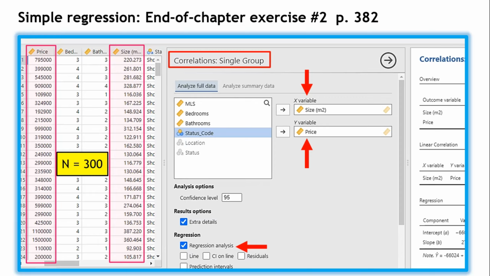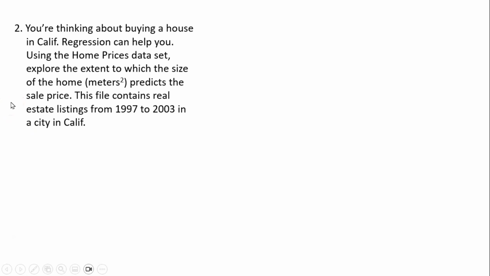So here's the description of the end of chapter exercise. You're thinking about buying a house in California. Regression can help you. Using the home prices data set, explore the extent to which the size of the home in meters squared predicts the sales price. The file contains real estate listings from 1997 to 2003 in a city in California.